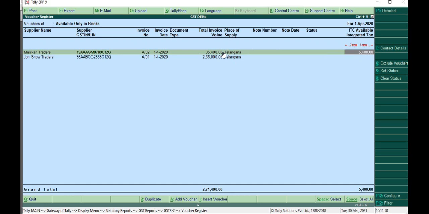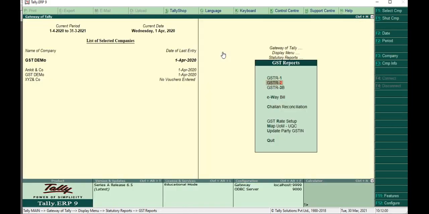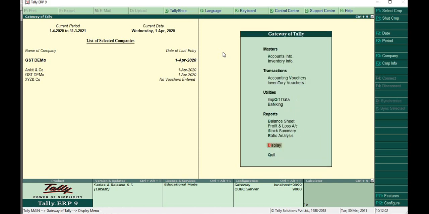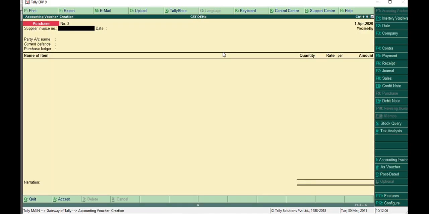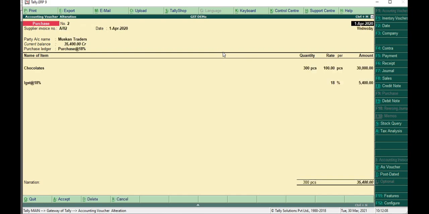Why? Because we have performed the transaction between two states, state 1 and state 2. When we are doing it between two states, we go with only one tax, that is IGST. When we are dealing within a single state, we will have two taxes, CGST and SGST. Is it clear?